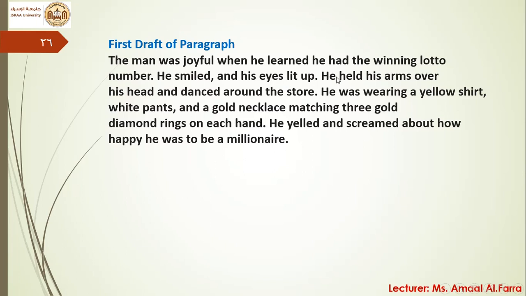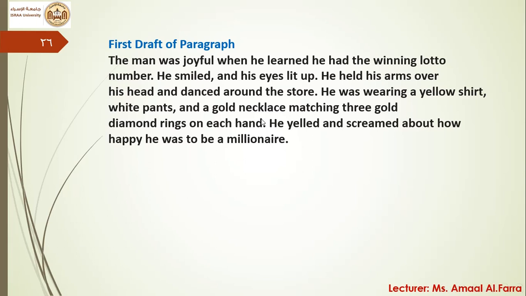Detail number 1. Detail number 2. He held his arms over his head and danced around the store. Detail number 3. He was wearing a yellow shirt, white pants, and a gold necklace matching the 3 gold diamond rings on each hand. And detail number 4. He yelled and screamed about how happy he was to be a millionaire. Now, I'm going to write each sentence of this detail and rewrite it again to be descriptive. Here the 4 sentences are non-descriptive.